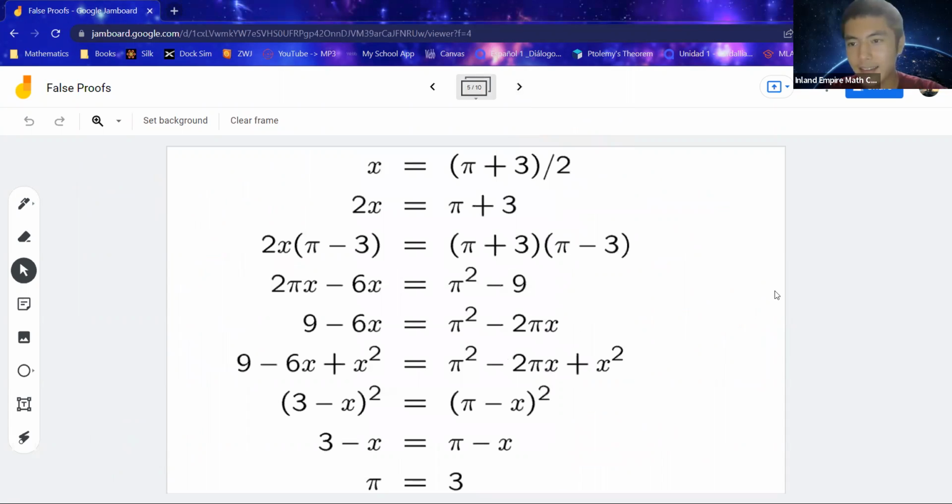All right, this one seems a little scary, doesn't it? However, it uses the concepts we have already talked about. So I'm going to go over the manipulations real quick, and hopefully you can point us to the reason why it went wrong. We begin by setting x equal to (pi plus 3) over 2.